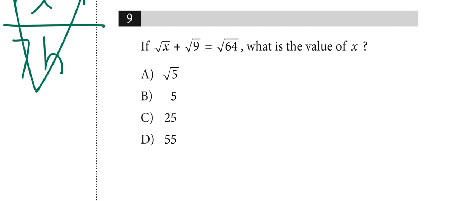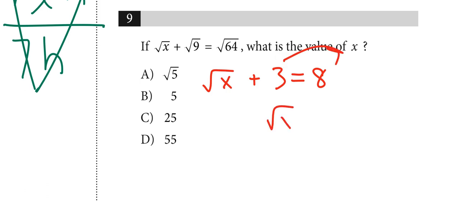Well, that's a lot of radicals. But another way to write that would be the square root of x plus 3 equals 8. Could simplify those, then move that to the other side. Square root of x equals 5. What should we do to both sides? Square it.